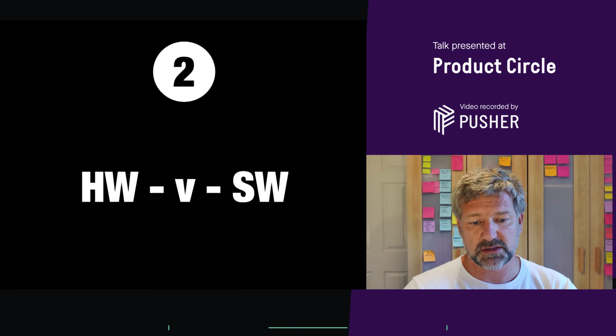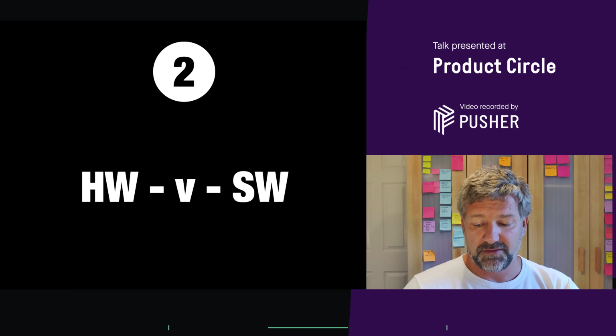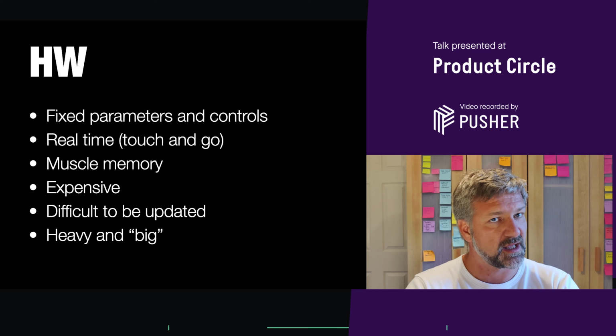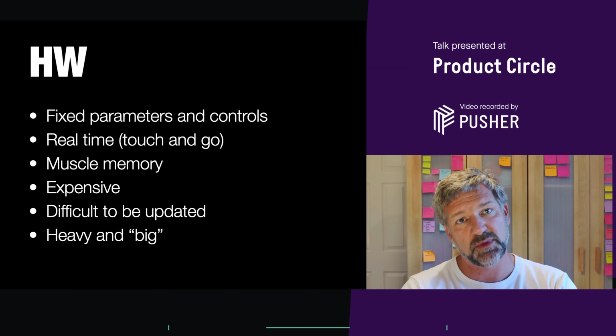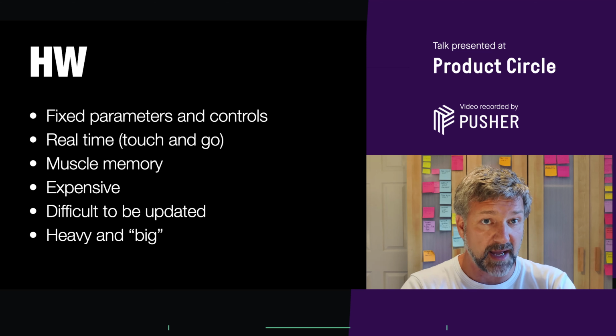The next step is, what are the differences between hardware and software? So, hardware versus software. First of all, hardware. Hardware needs fixed parameters and controls. Each knob means something, and rather than in special cases, that knob, that button can just perform that action. And this is also why it is a real-time environment, because when you touch a button, something happens and go. You can't control anything more than that.